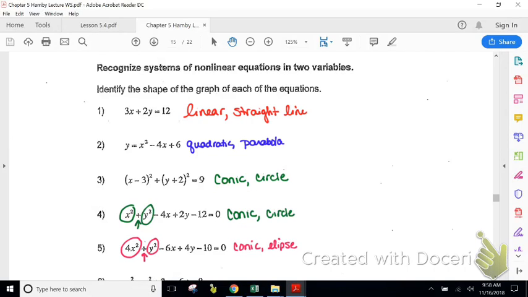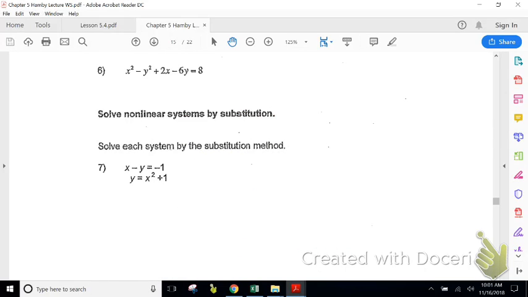I'm really not making up words. So an ellipse will look like a set of lips or a football, whichever way you want to look at it, okay? And then number 6 there, notice it's got the x squared and the y squared, so we know it's going to be a conic. But this time it has a minus in the middle there, in front of the y squared. So that's what they call a hyperbola. A hyperbola is like two parabolas facing away from each other. So it could look like that, or it could look like this.